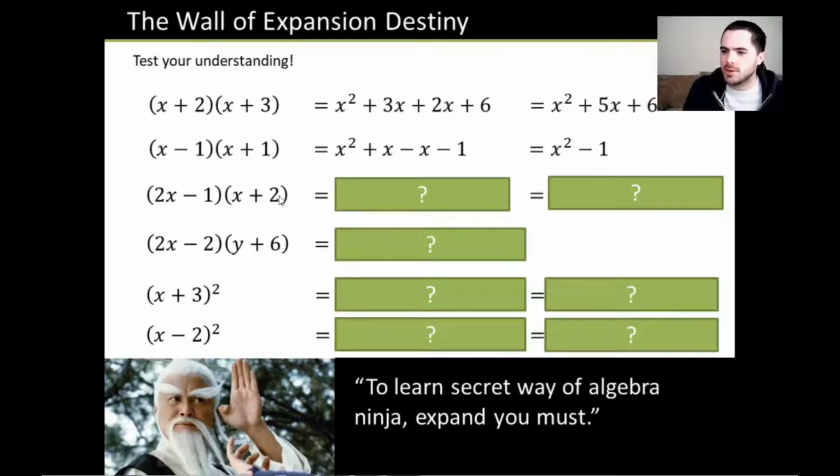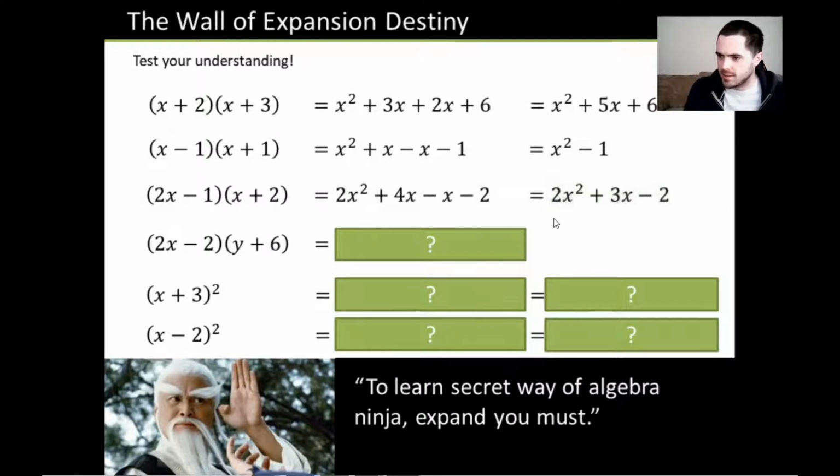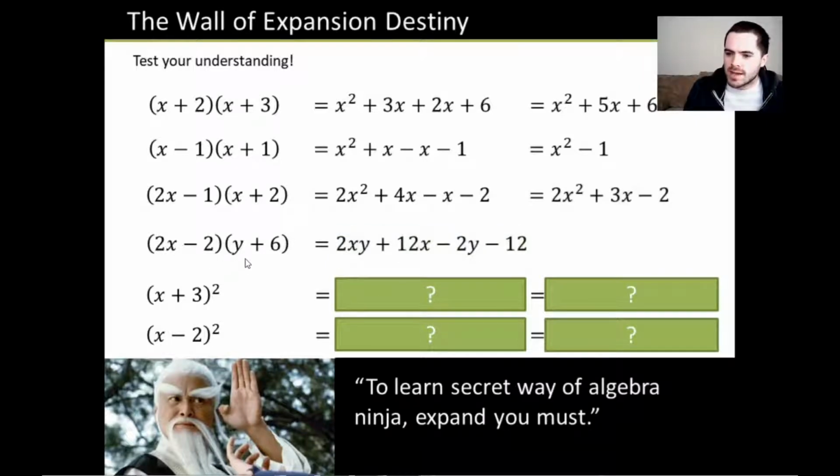2x minus 1 times x plus 2, we would get 2x squared plus 4x, that comes from the 2x times 2, minus x minus 2. These two will simplify to give us 3x. The 2x squared and the minus 2, they stay well enough alone. 2x times 6 is 12x, minus 2 times y is minus 2y, and minus 2 times 6 gives us the negative 12.